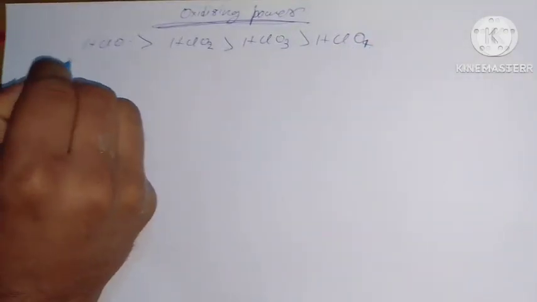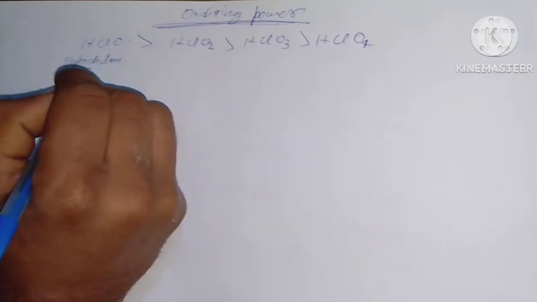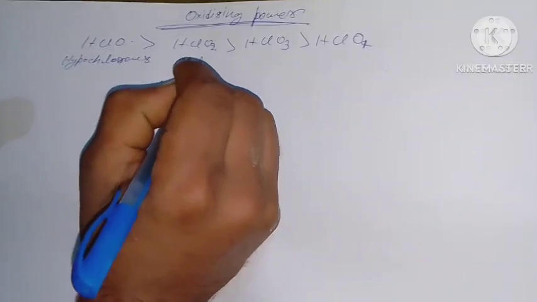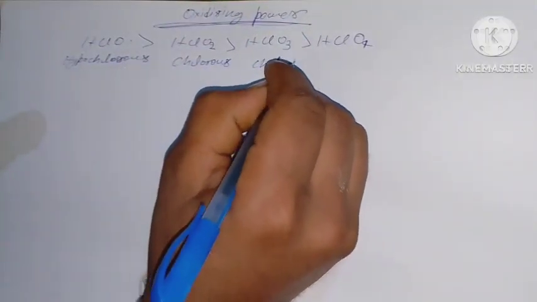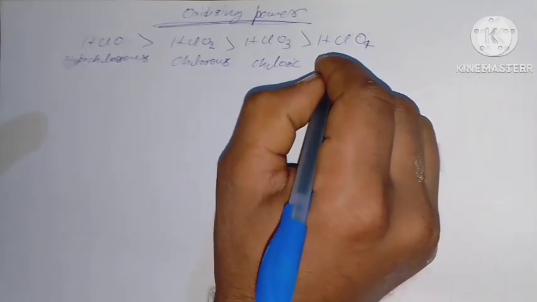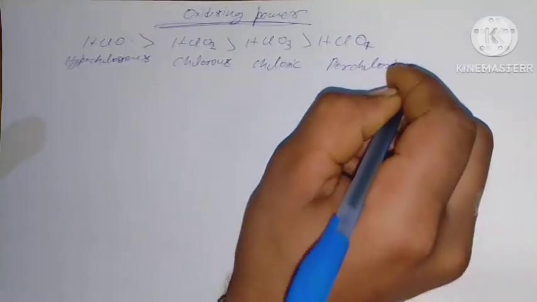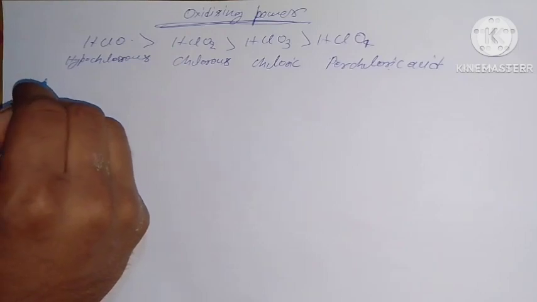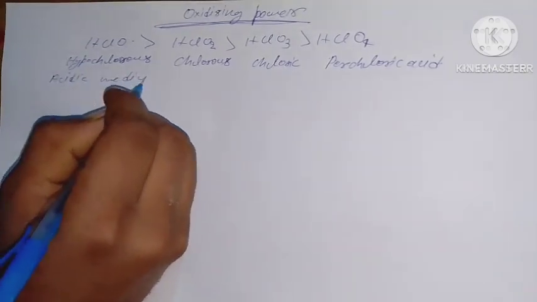This is hypochlorous acid. This is chlorous acid. This is chloric acid. This is perchloric acid. Okay. Acidic medium.